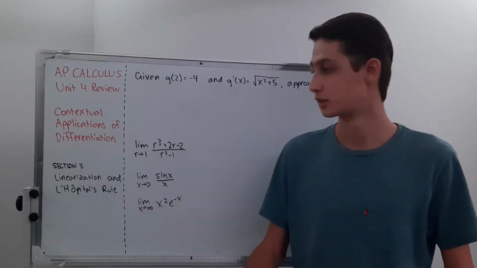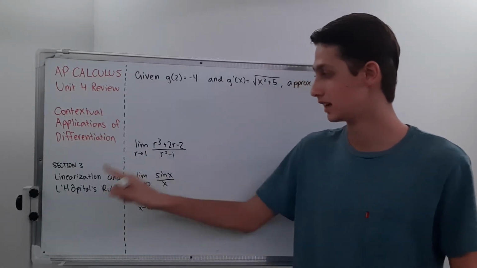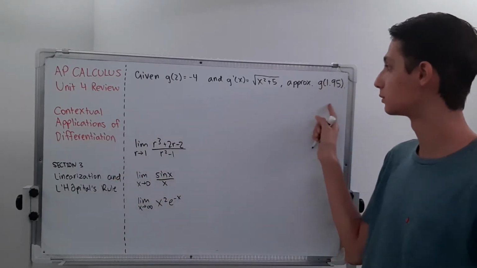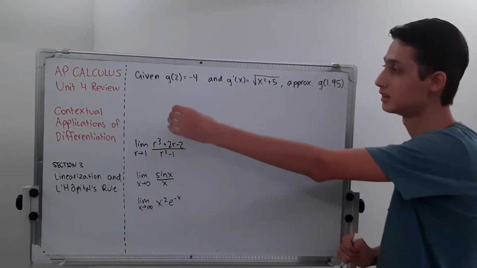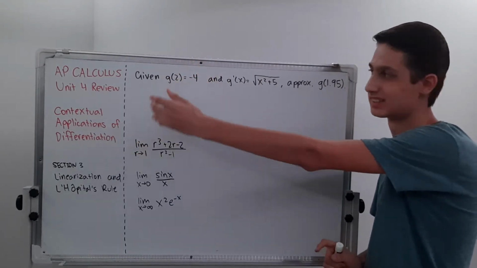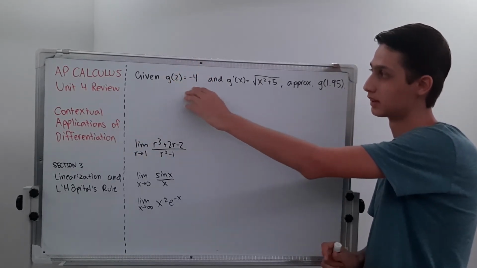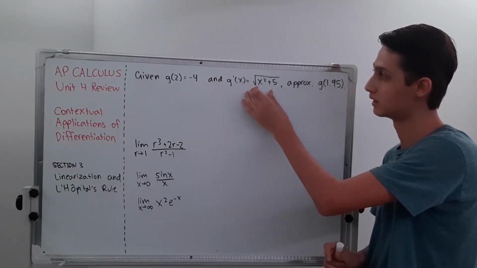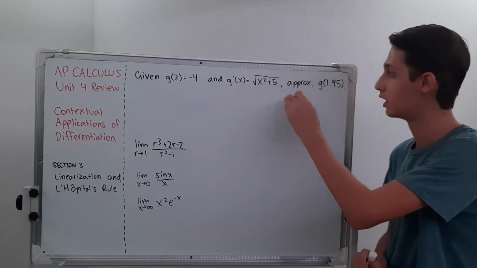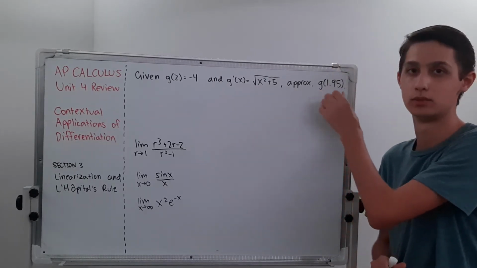Alright, I think there are one or two more topics I want to go through, so let's do that pretty quickly. We're going to be talking about linearization and L'Hopital's rule. Linearization is this first thing. Given that g of 2, a function g of x at 2, is equal to negative 4, and the slope at all points is the square root of x squared plus 5, approximate g of 1.95.